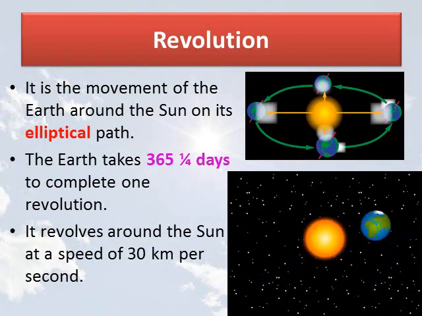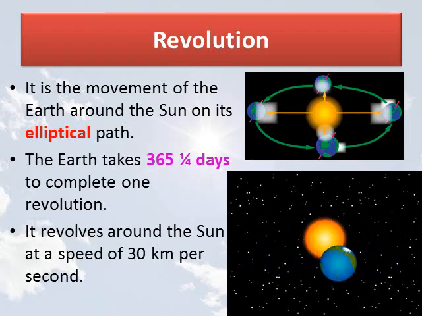Revolution is the movement of the earth around the sun on its elliptical path. You can see in the picture that the path is not circular, it is a bit elongated. The movement of the earth around the sun on its elliptical path is called revolution. The earth takes 365 and 1/4 days to complete one revolution, one complete going around the sun.